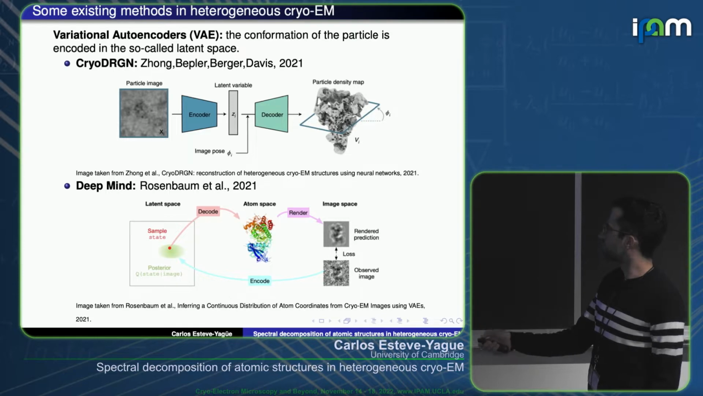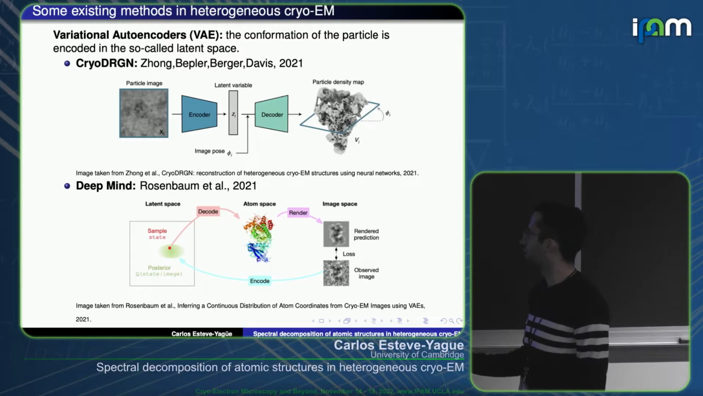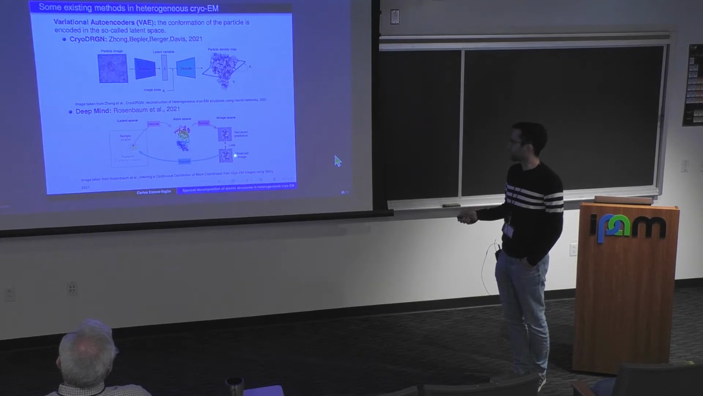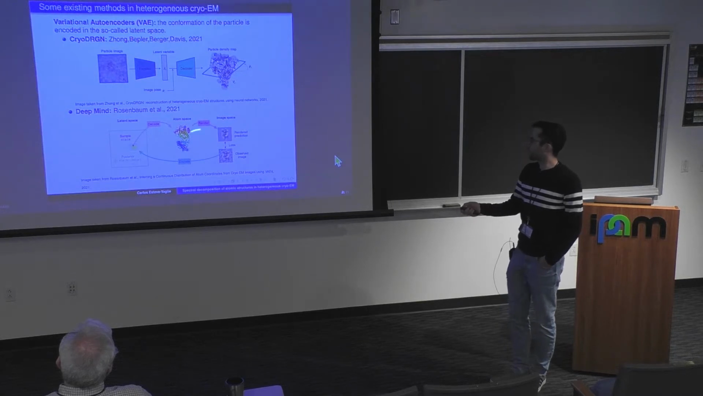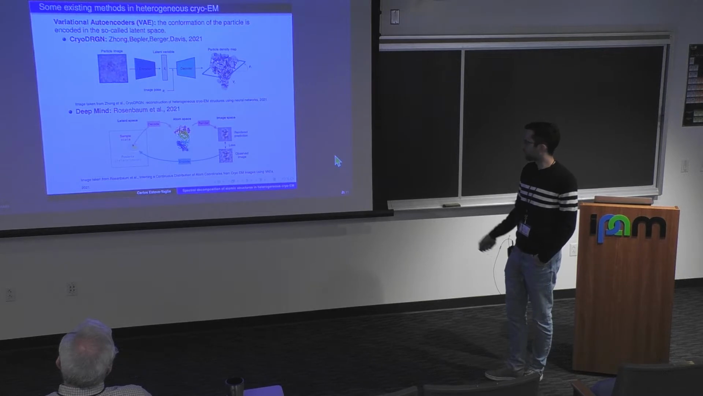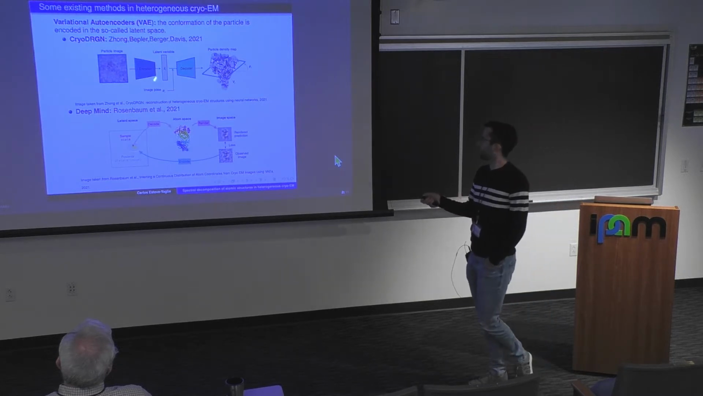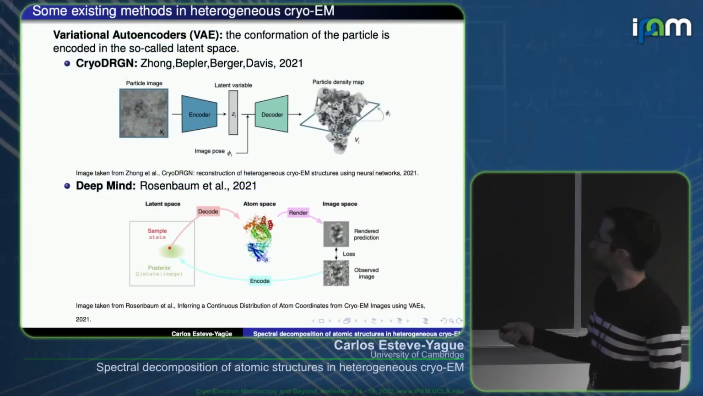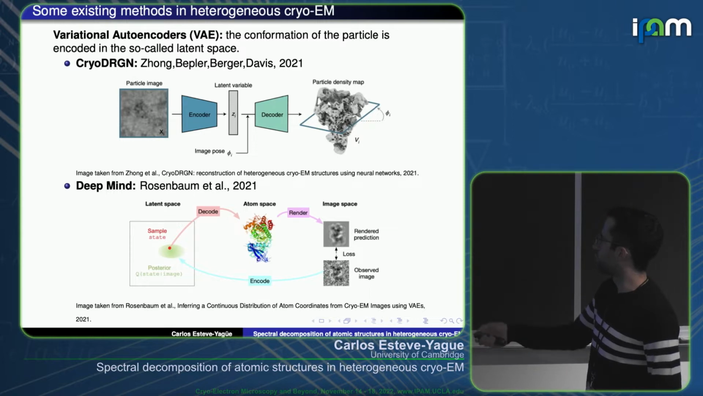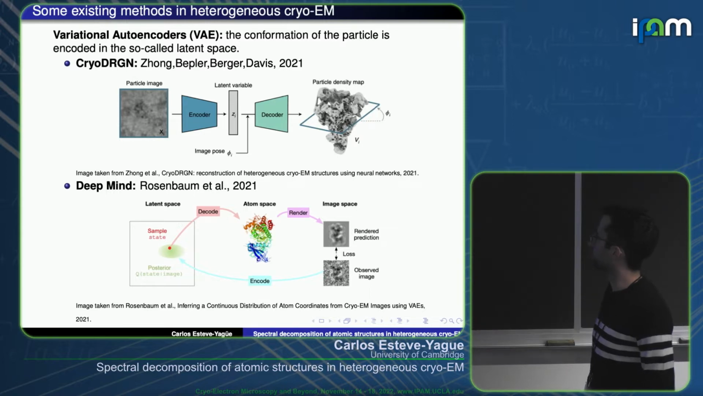Then there is a similar idea developed also very recently by DeepMind, which also uses a variational autoencoder to project the cryo-EM images to a latent space, and then from this latent space to recover the atomic structure. From this we can just simulate the image and compare with the data. But the moral here is that we have a low dimensional representation of the particle in the image, and then we use the pose to reconstruct the atomic structure.